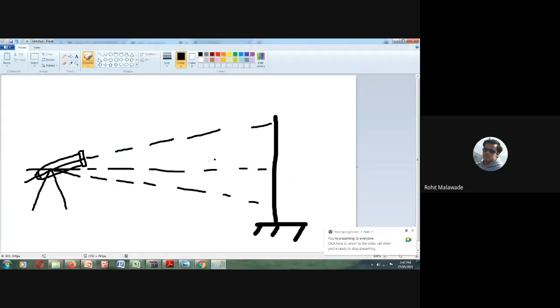So this is the horizontal line of sight. If I place my telescope in a horizontal direction, this is the horizontal line of sight. This is the inclined line of sight, right? And this is declination, the angle of declination. So this is declination, this is inclination. Okay, so this is what the angle of declination or inclination is.